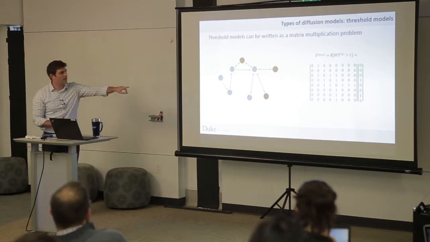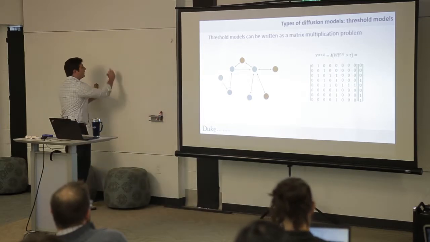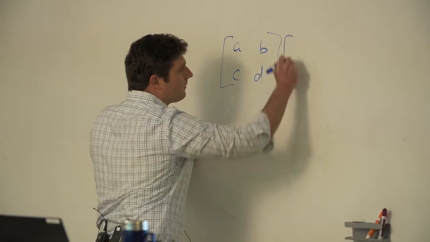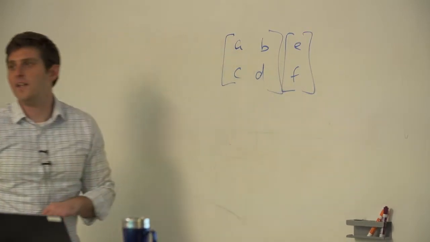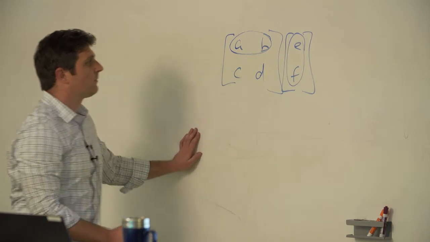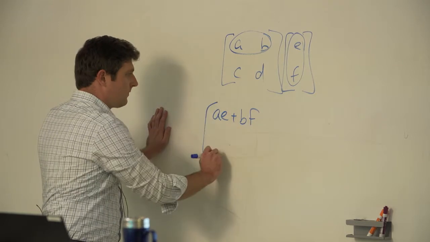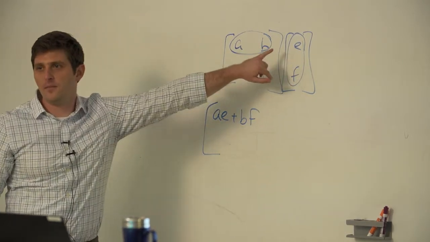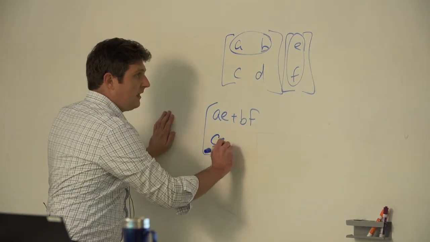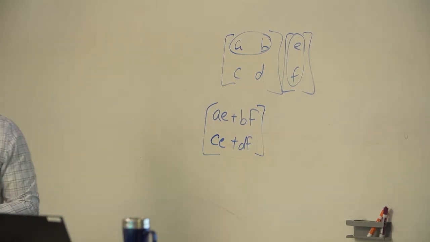So essentially, say you have a matrix that looks like this. The way that you do the matrix multiplication is you multiply each row by the column. So you do A times E plus B times F for the first row, first column. And then second row, first column is CE plus DF. OK? So far, so good?